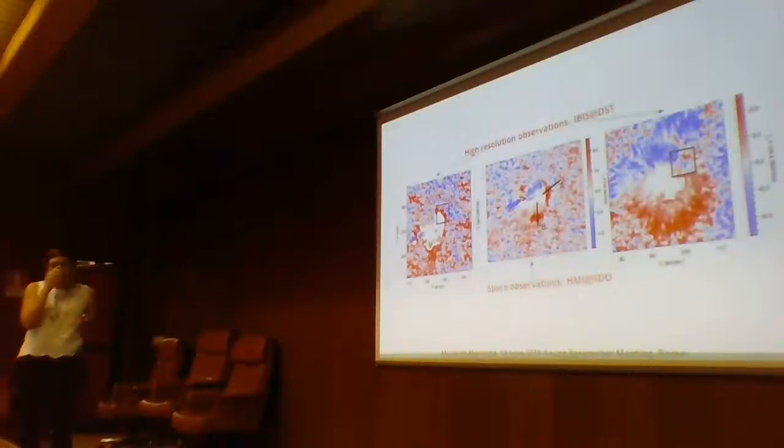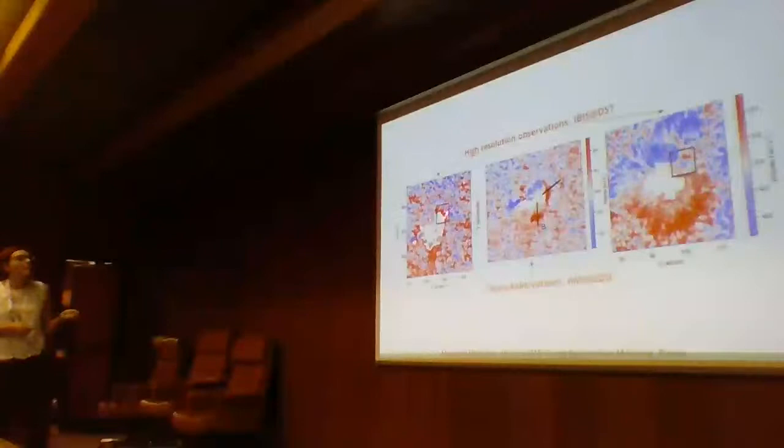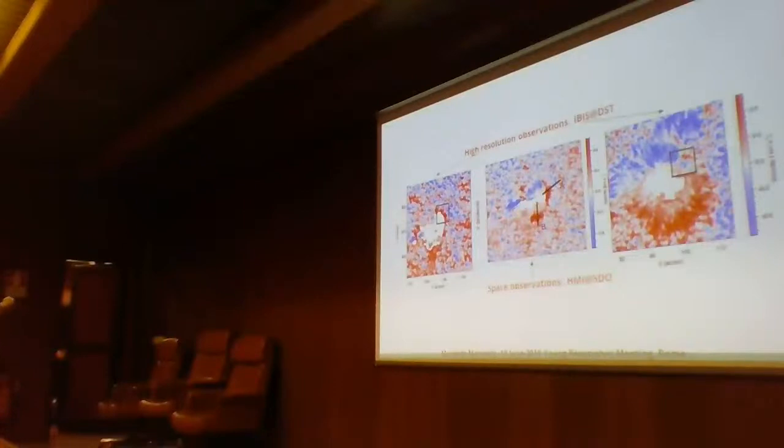So here we see what happens. This is the line of sight velocity map, and we see that before the penumbra forms, there is this annular zone where there is this downflow in velocity. And when the penumbra starts to form, we see that this flow changes its pattern.